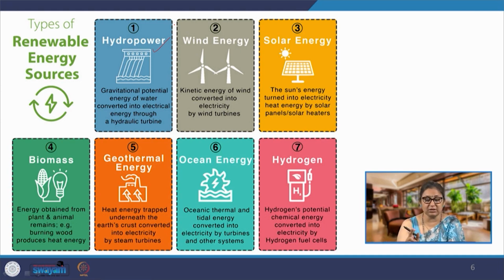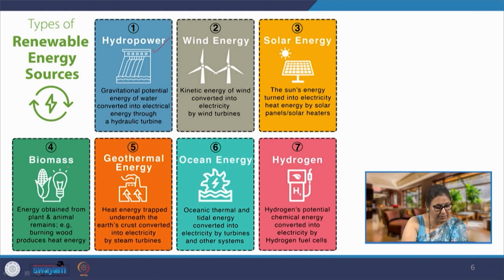So, solar energy could be of two types. It could be solar thermal, where we are using the heat of the sun to make steam and then run turbines, or we could be converting it into electricity using photovoltaics, where we are using the light from the sun's energy.